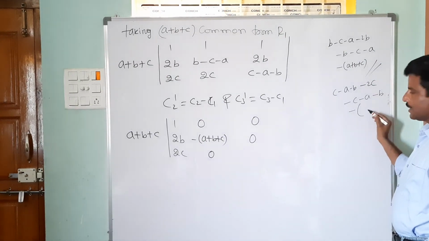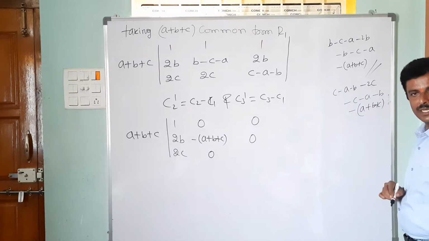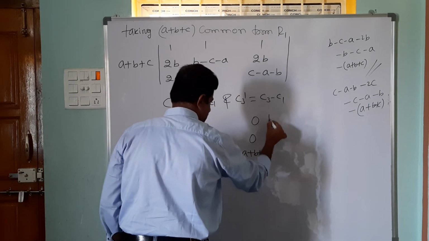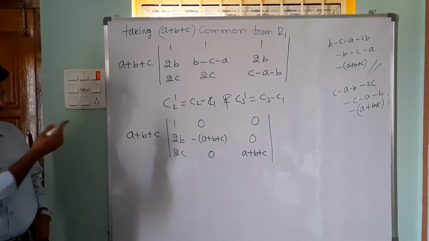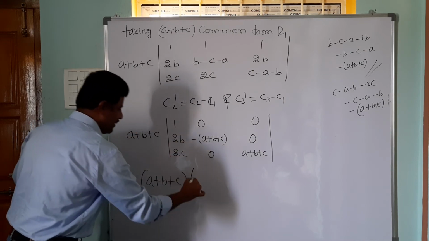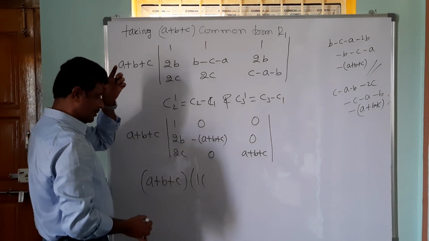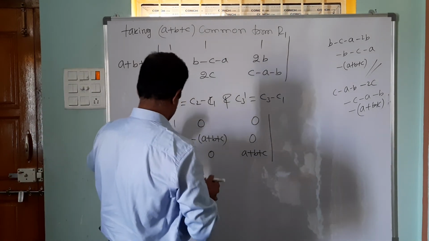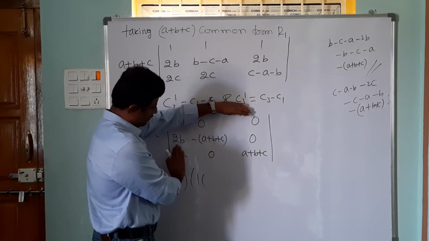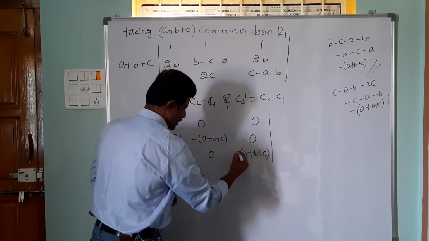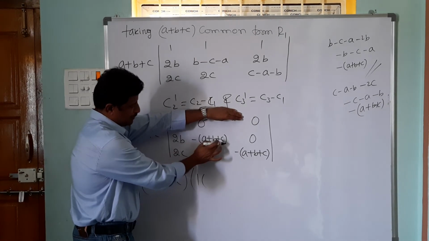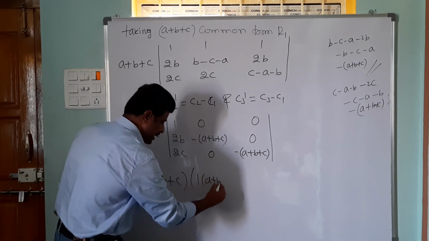Then you take minus common, remaining A plus B plus C. Okay, write down here A plus B plus C. Expand this: a plus b plus c into 1 into 1 into a plus b plus c. Close this column and row. Here write bracket minus, close this column and row. Minus into minus, plus. A plus B plus C into A plus B plus C, A plus B plus C whole square.